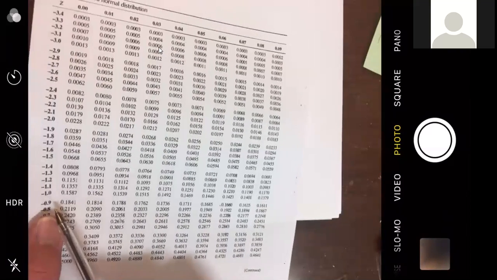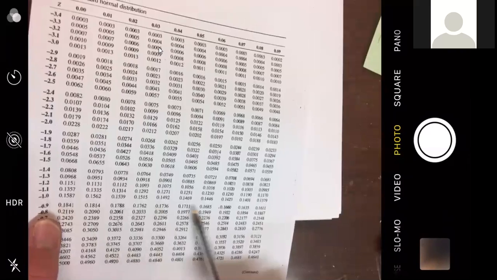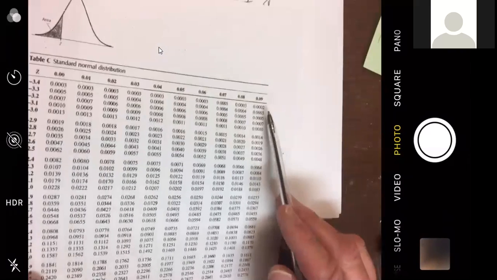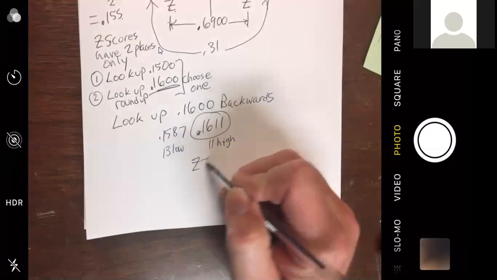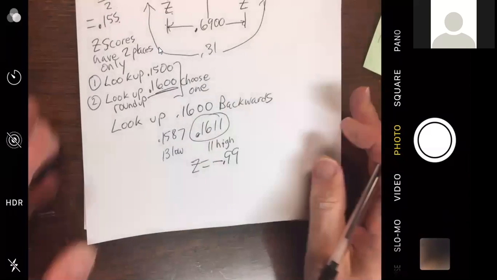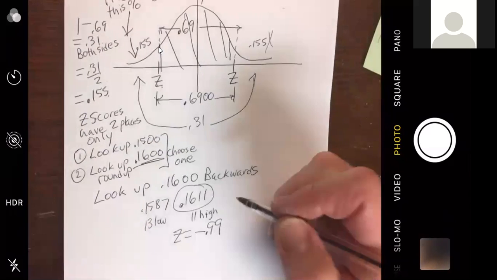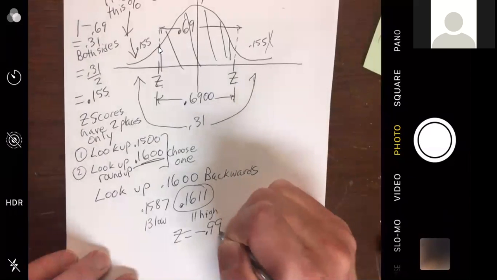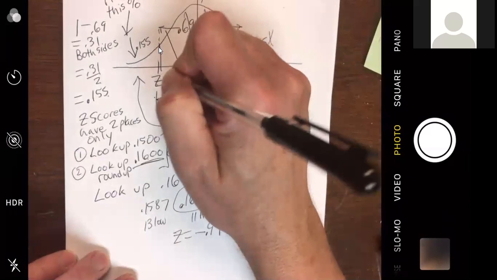You're on row -0.9. And you're in the 09 column, all the way to the last column, giving you a Z of negative 0.99. Now, these are tricky. That's not the only answer. That's your left side Z.